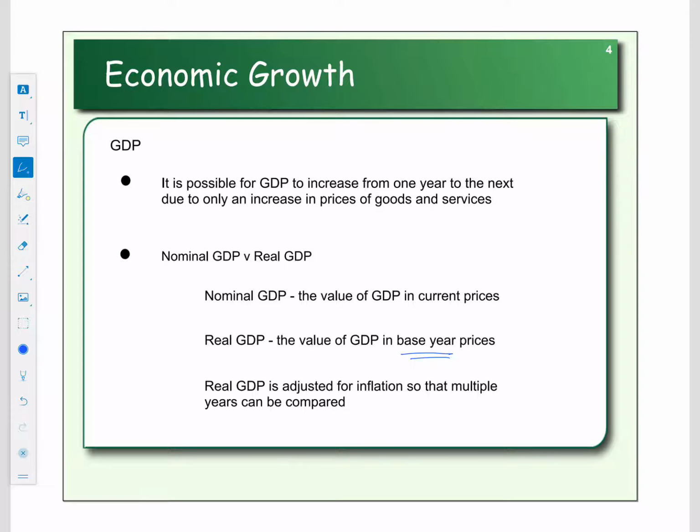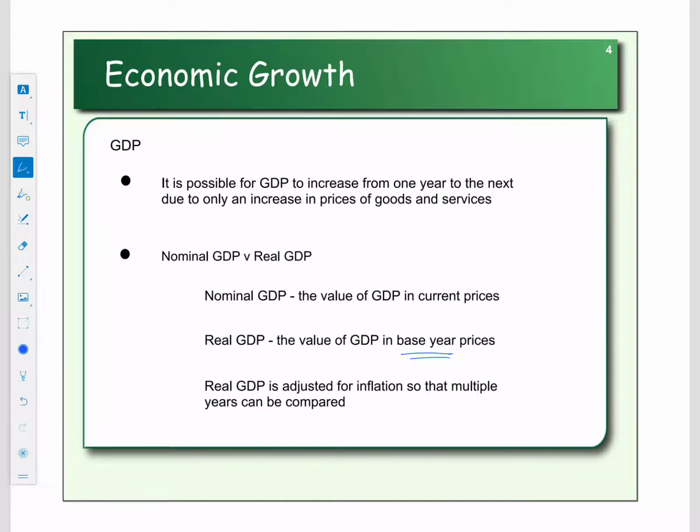Because think about it, it's really hard to add a pencil and a laptop and a truck and a yacht, right? We can't just add all those together and say we made 15 goods. So we look at the value of what we make in terms of dollars. But if we look at it in terms of this year's prices and next year's prices, we can't tell if the change is because things got expensive or because we made more pencils and yachts and trucks.